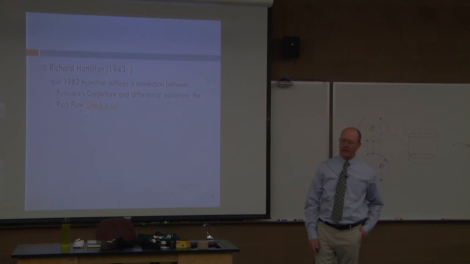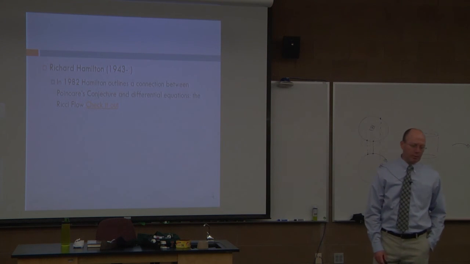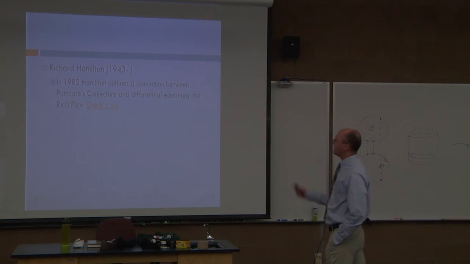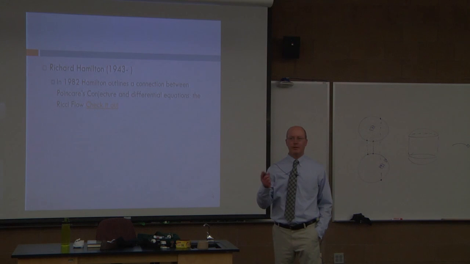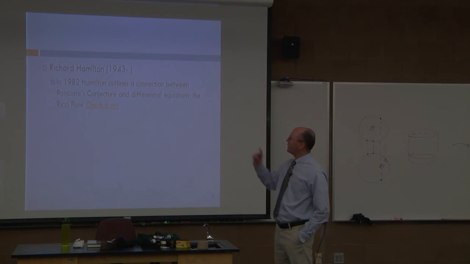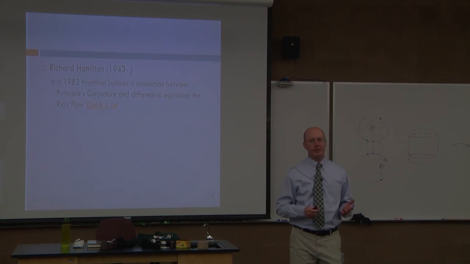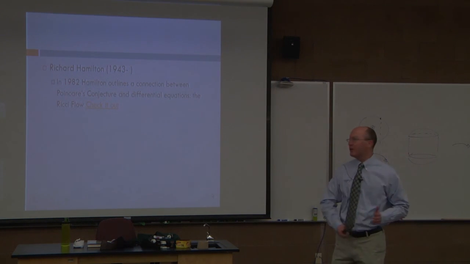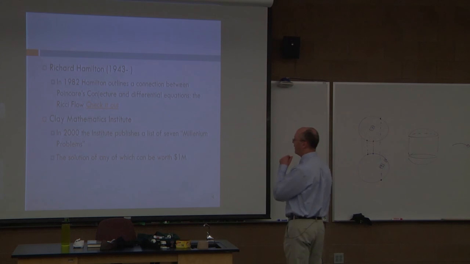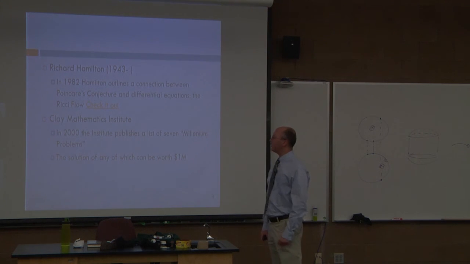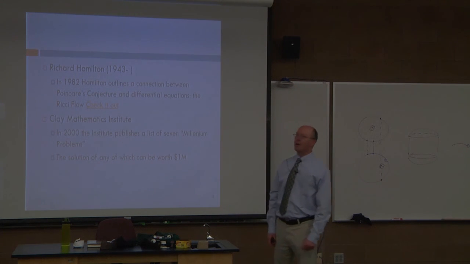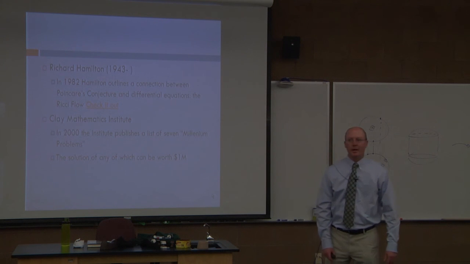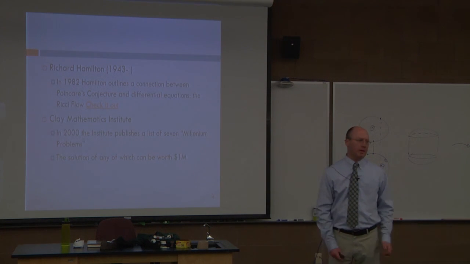Richard Hamilton in 1982 invented what we call the Ricci flow. And he connected the Ricci flow, I shouldn't say he invented it. Anyway, he connected the Ricci flow with Poincaré's conjecture and said, if we're able to do something on the flow, then we can do something with the conjecture. It wasn't until, in 2000, the Clay Mathematics Institute publishes a list of what we call millennium problems. If you solve one of these problems, you make $1 million.